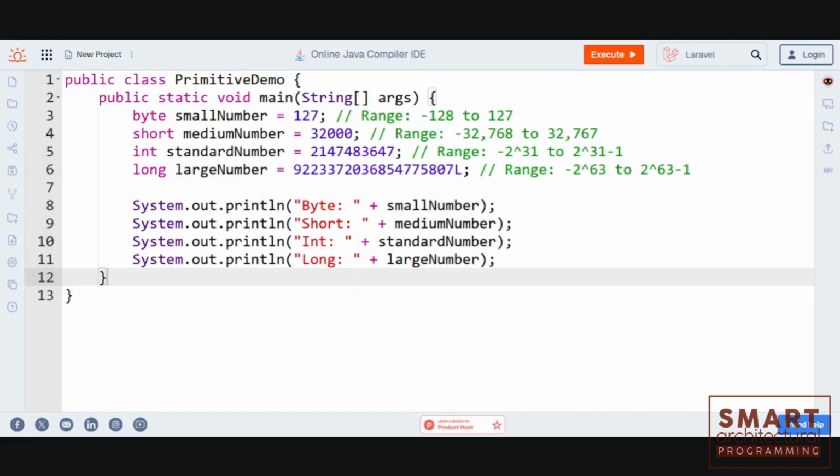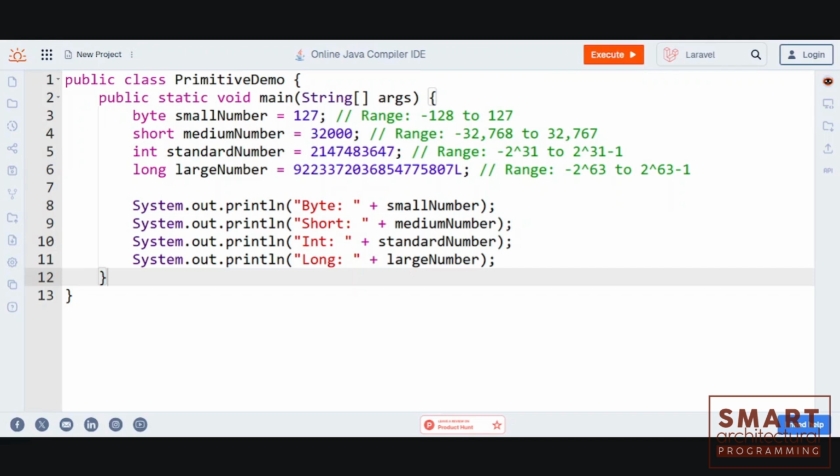Similarly, if you look at the medium number on line 4, which is 32,000, it can store numbers up to 32,767, and on the negative scale it can store numbers down to 32,768. Any number above or below these two numbers it cannot save, and we need a different data type to store that number. Then on line 5 you'll see an integer, which is a standard number.